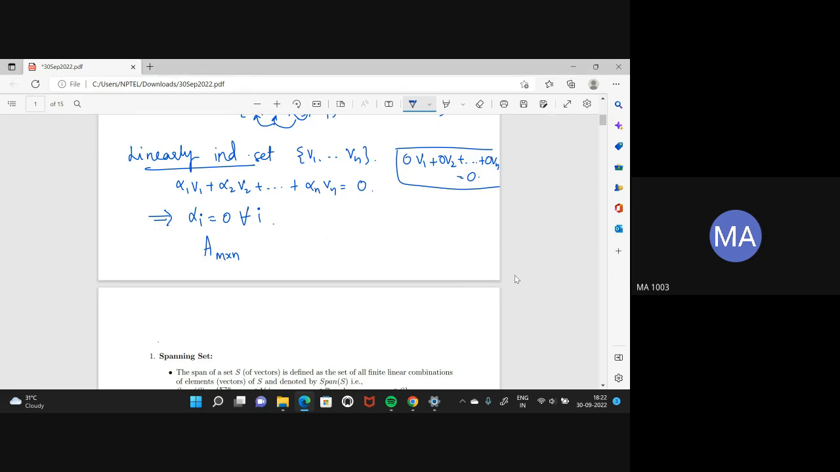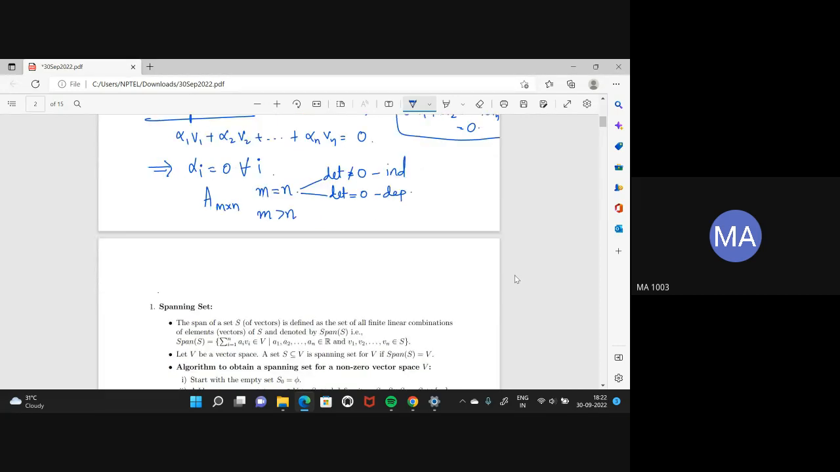Suppose M is equal to N, then you do the determinant thing. If the determinant is equal to 0, it is dependent. If the determinant is not equal to 0, it is independent. Now suppose M is greater than N, so the number of rows is greater than the number of columns. In this case, it may be dependent, it may be independent.